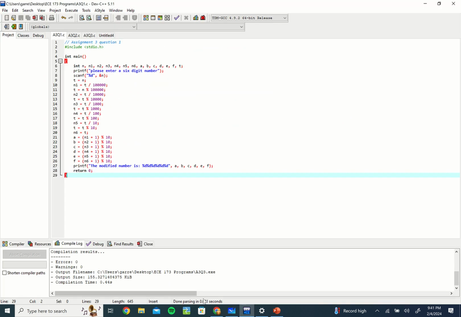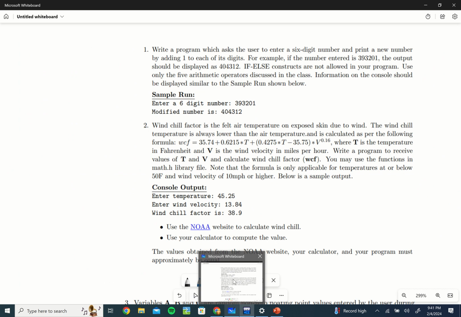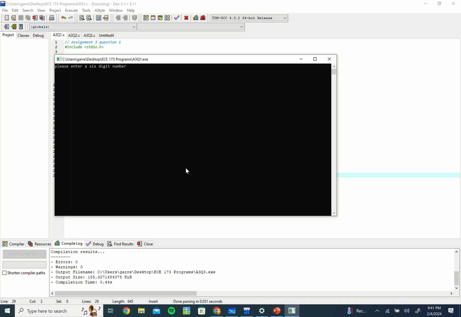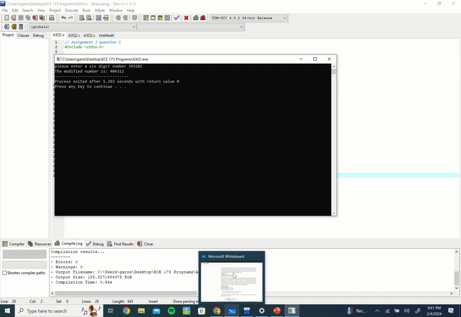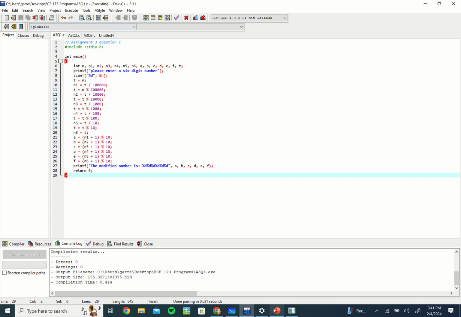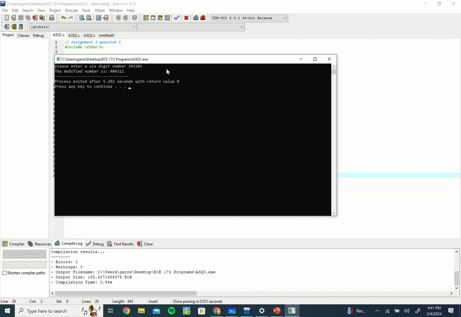So, going to test that program out, what's the number used? 393201. So, execute, run, please enter a 6-digit number, 393201, and it gives 404312, which is 404312. So it worked. And as you can see, that 9 went to 0 because we took the modulus of it, the remainder, and popped out this number.